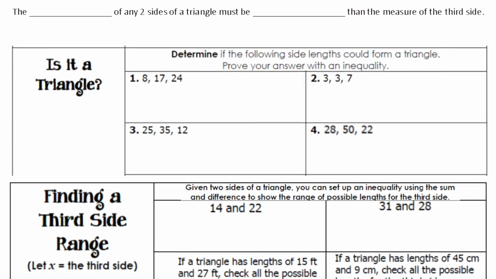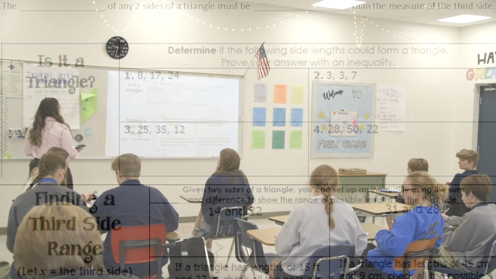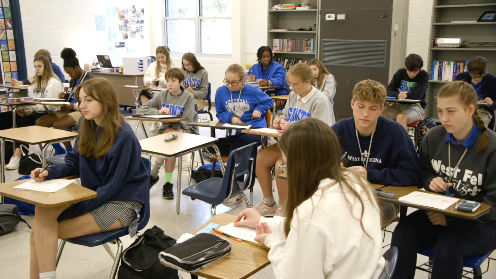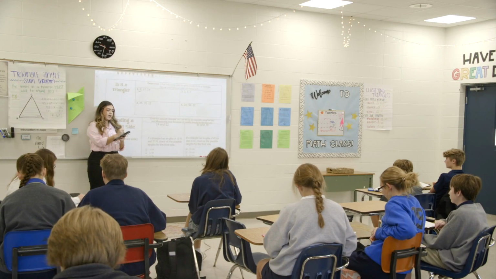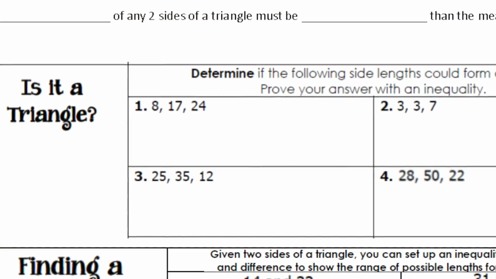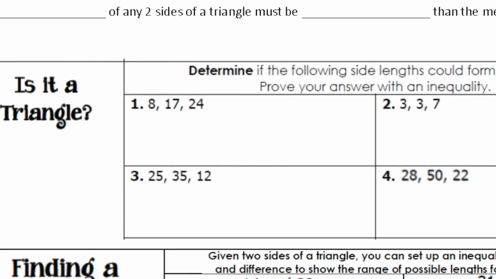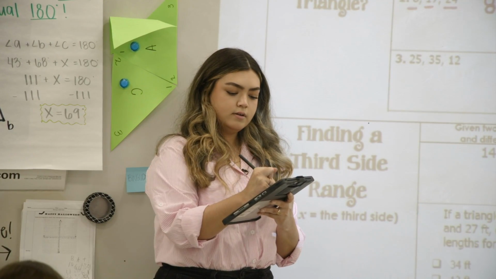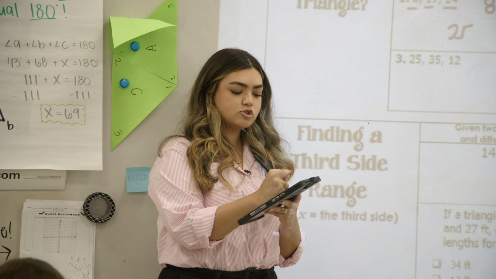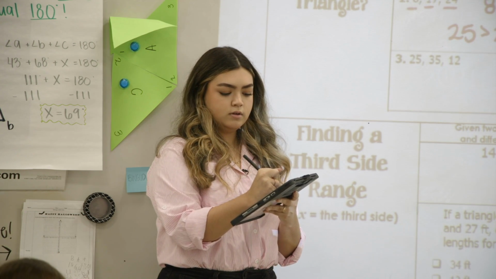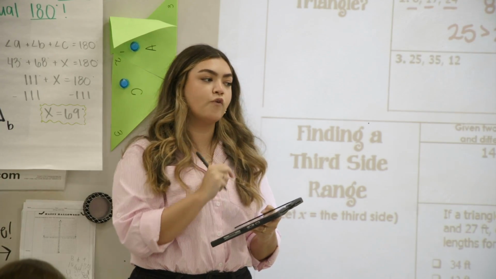Let's do some examples now. I want to determine whether or not these are actually going to form a triangle. For number 1, my three side lengths are 8, 17, and 24. I want to add together 8 plus 17. What do I get with 8 plus 17? 25. And I want to determine, is 25 greater than 24? Yeah, it is. So this will form a triangle.